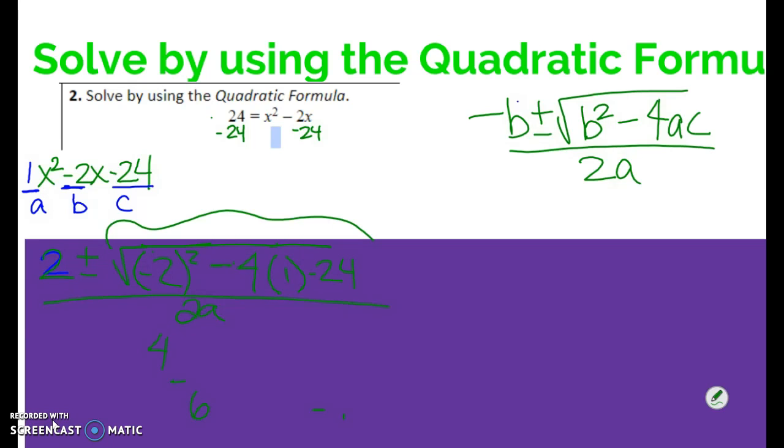And let's look at our PEMDAS. We need to multiply before we can subtract or add. So we have 2 squared here. Negative 4 times 1 is going to give us a negative 4. And then we're multiplying that times negative 24. So a negative 4 times a negative 24 is a positive 96. So we're going to have 4 plus 96, which is going to give us our square.